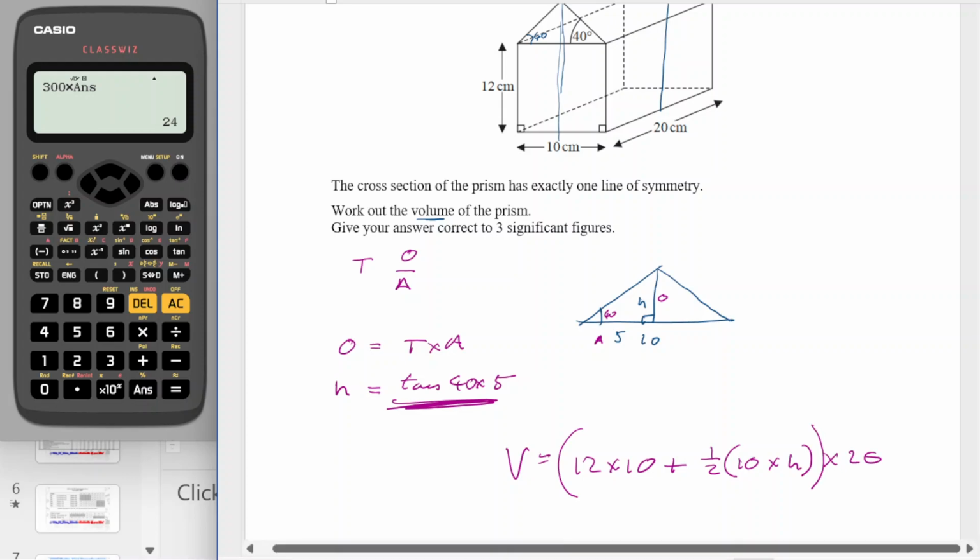And this is the point where I would probably go to my calculator because I don't like overly complicating things. So this is going to be tan of 40 times by 5. So that's going to be my height, but I knew it was going to be a decimal. So what I want to do is 12 times by 10 plus 0.5 times by 10 plus my last answer. And then I want to times that whole thing by 10.